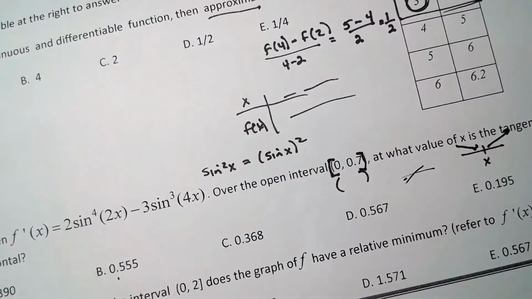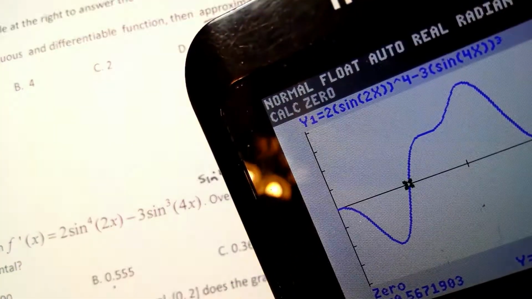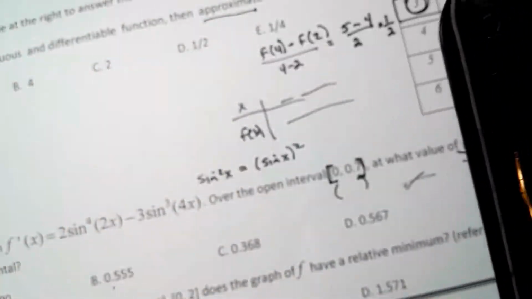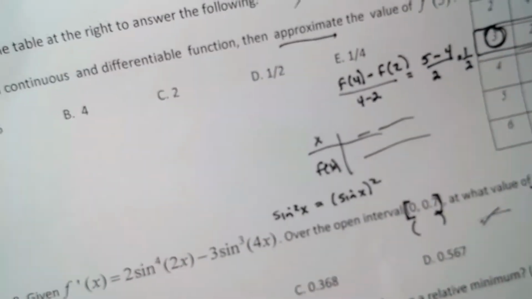And the relative minimum has to occur at that x value, and according to my calculator, it's 0.567 again. So I guess it would be E, but I want to think about that a little bit more. If I have a revelation, I'll let you know on that one. All right, looks like I have to print out another page, so I'm going to stop this video and I'll continue on in a second.